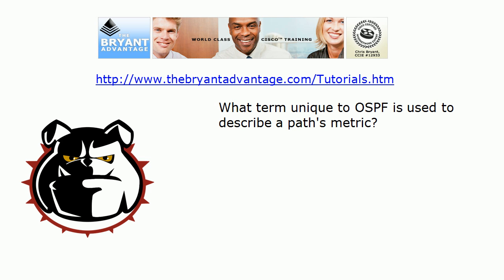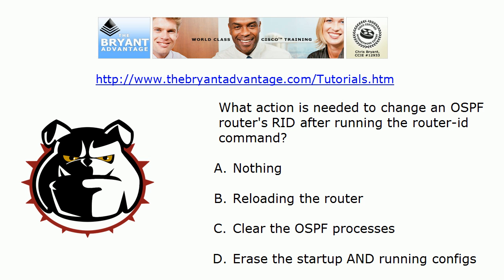Let's see, short answer question here. What term unique to OSPF is used to describe the metric of a path? There's a hint, it's one word actually. And then finally, what action is needed to change an OSPF router's RID after running the router ID command? Do we need to do nothing, reload the router, clear the OSPF processes, or erase the startup and running configs? And as always with my multiple choice, it's choose all that apply. Yeah, I hate those too, but you've got to get used to them.